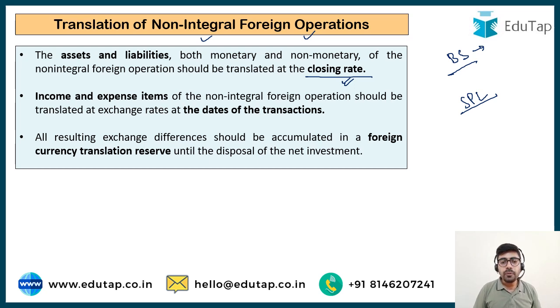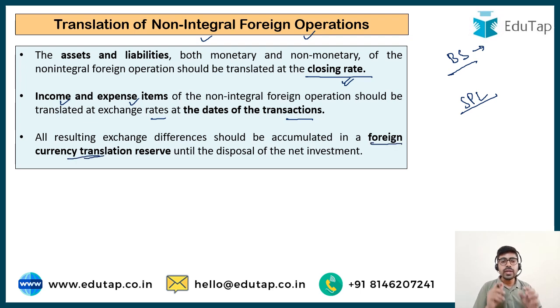For the statement of profit or loss, the income and expense items should be translated at the exchange rate at the date of the transaction. So I have to follow the exchange rate which was there at the date of the transaction. If there are lots of transactions, sometimes average rates are also applied. Now there may be some differences which arise as a result of the changes in the exchange rate. So if any differences arise with regard to changes in exchange rate, we have to transfer them to a separate reserve, which is the foreign currency translation reserve.